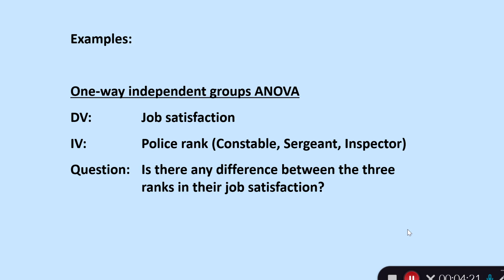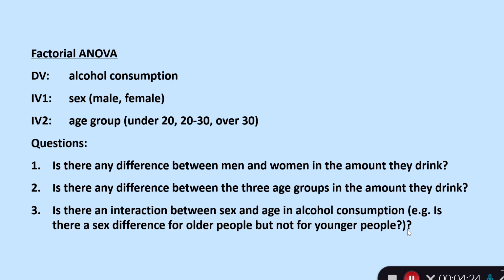The question we might be interested in with a one-way ANOVA like this is: is there any difference between the three ranks in terms of their job satisfaction? We'd look at the means of the three groups and see if they differ significantly. Okay, so that was the simplest design we looked at. A factorial design could look something like this. We've got one dependent variable here, which is alcohol consumption, but more than one independent variable. The first independent variable is sex, which has two groups, two categories, two levels: male and female. The second independent variable is age group, which has three groups, three categories, three conditions, three levels, whatever you want to call it. The first is an under 20 group, the second is a group that's 20 to 30 years old, and the third is a group that's over 30 years of age.